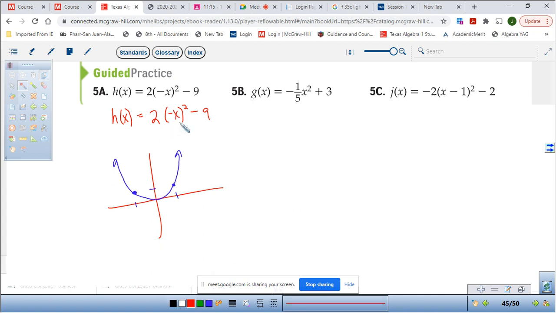Do you see how the whole thing is squared? So this is really 2x squared minus 9. It's just trying to make you read it, understand what's going on. As far as this part, I know it's opening up, and I know it's more narrow than this one. So it would be something like this. But this one makes it slide down. So I go down 1, 2, 3, 4, 5, 6, 7, 8, 9. And make it more narrow than this parent function.